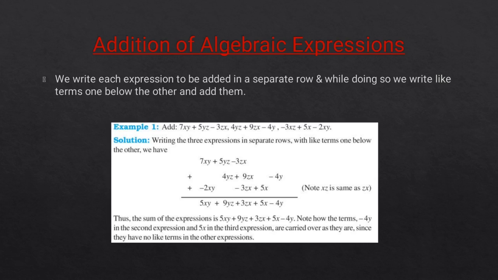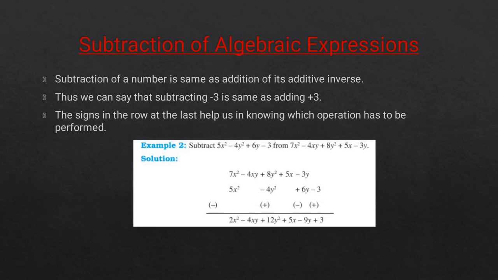Now, let us learn about subtraction of algebraic expressions. Well, subtraction of a number is the same as addition of its additive inverse. Thus, we can say that subtracting minus 3 is the same as adding plus 3. Also, the signs in the row at the last help us in knowing which operations have to be performed. Thus, let us take an example to understand subtraction of algebraic expressions more clearly.